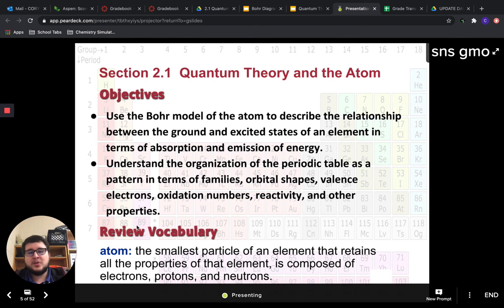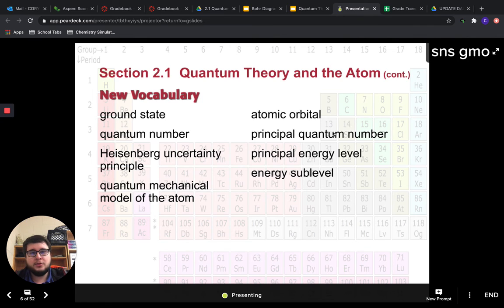Review vocab. So atom is the smallest particle of an element that retains all the properties of that element and is composed of protons, neutrons, and electrons. All right, here's our new vocab. We're going to go over all these today. So ground state, quantum number, Heisenberg uncertainty principle, all the way down to energy sublevels. So just familiarize yourself with those words. They'll be covered here in this lesson.